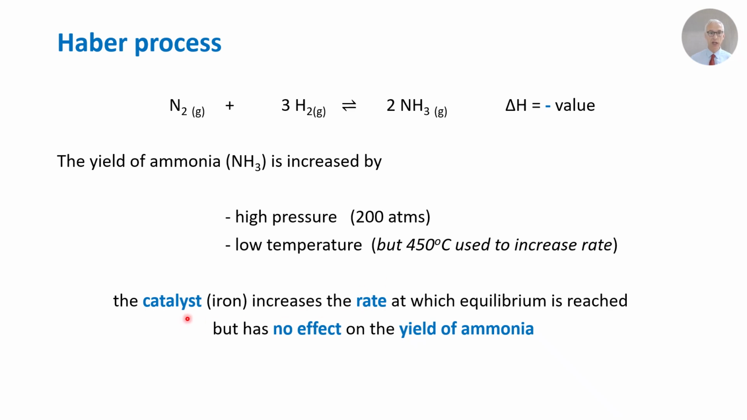The catalyst for the Haber process increases the rate at which equilibrium is reached, but has no effect on the yield of ammonia. Again, often asked in a tabulated multiple choice. The identity of the catalyst also questioned. It's iron.